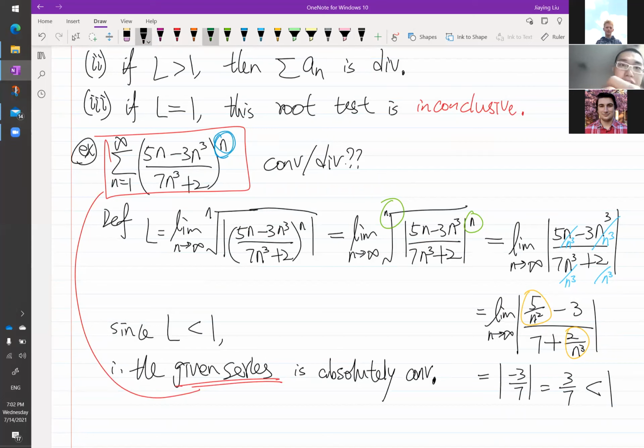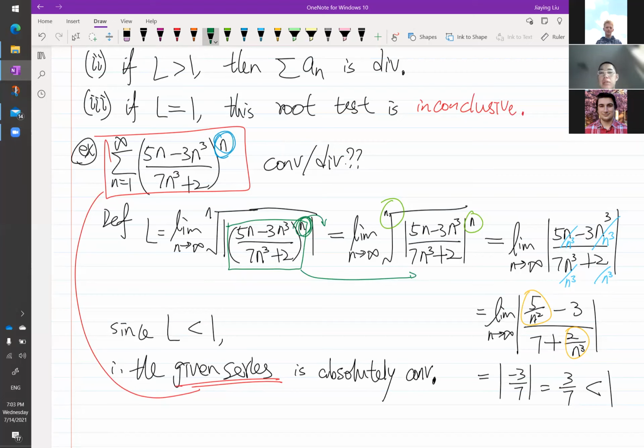Between the first and the second step, in the first step, this is an, right? And that's inside the absolute value sign. In the second step, what I did is I take the nth power and move it outside of the absolute value sign. When I do that, I don't need the parentheses anymore. So that's the first and the second step.